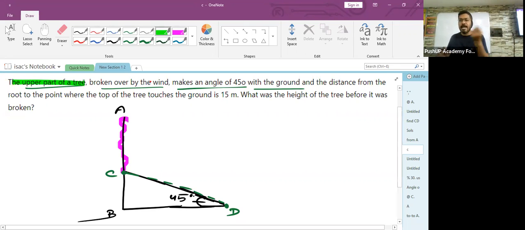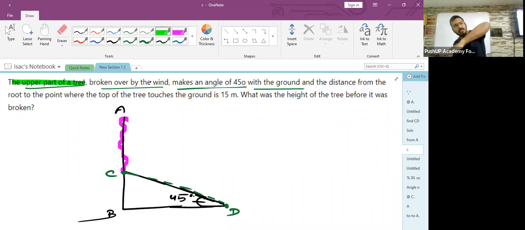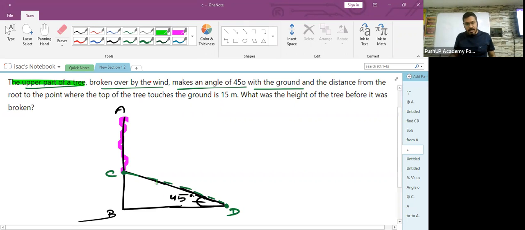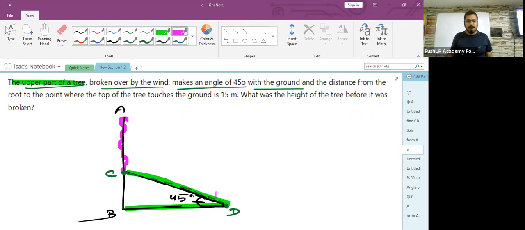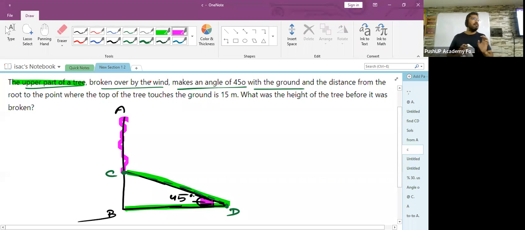After it got a crack at point C, the upper portion, which is AC, is going to fall on the ground. It fell on the ground like this. So this is the broken portion of the tree, which is touching the ground surface at this point. Now the angle formed between the broken portion of the tree and the ground is equal to how much? 45 degrees. So here CD is the broken portion, BD is the ground surface, and the angle formed between CD and BD is 45 degrees. Does that make sense?